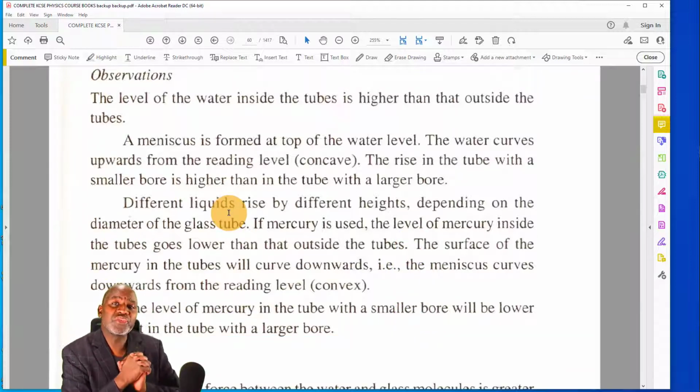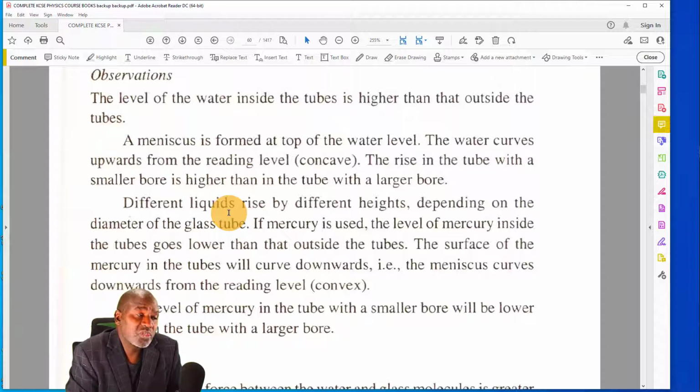The explanation is so clear. Let's go through it together. The level of the water inside the tube is higher than that outside the tubes. This is for tubes put in water. A meniscus is formed at the top of the water level. The water curves upwards from the reading level, that is, concave. The rise in the tube with a smaller bore is higher than in the tube with a larger bore. You should always be able to make that observation, because sometimes in some of these questions they just ask you to indicate those levels.